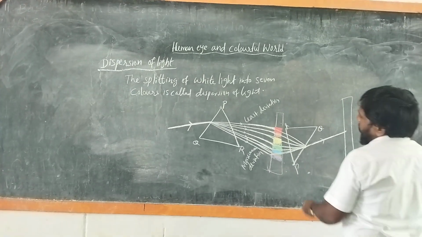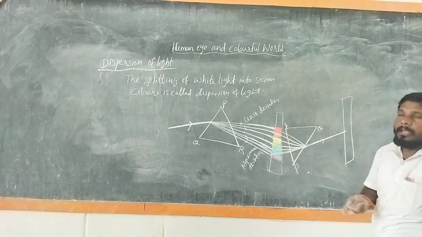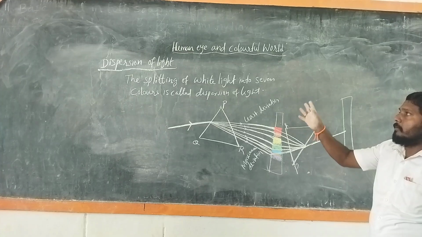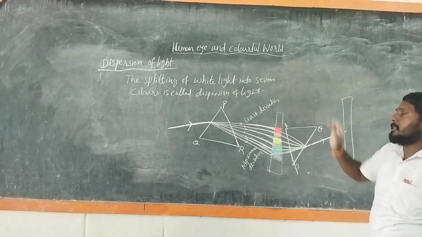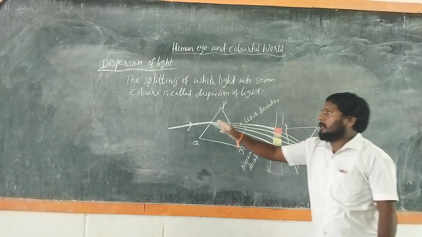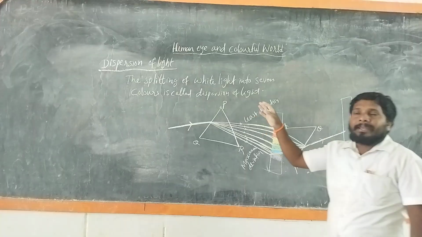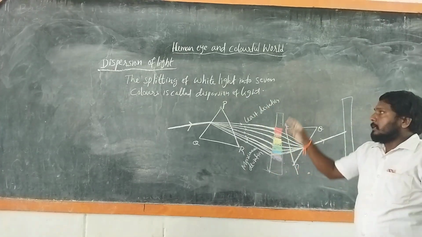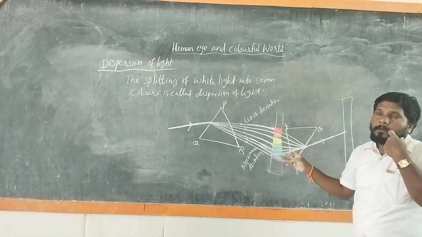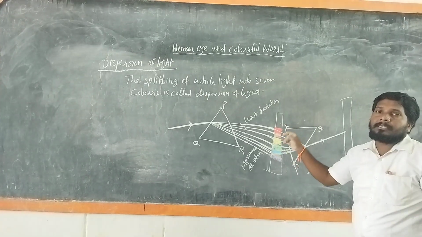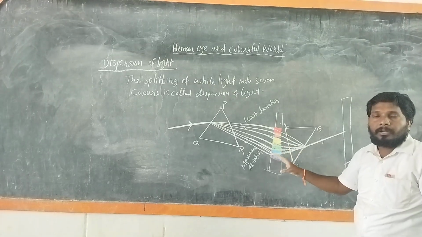Already you know about dispersion of light, so I need not explain much. Simple topic only. Splitting of white light into 7 constituent colors is known as dispersion of light. When white light is passed through a transparent medium like a prism, it is split into 7 colors. The band of 7 colors is called a spectrum.